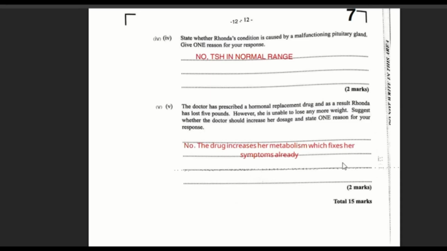Once the symptoms are fixed, and the reason why medications such as this one work is because they affect the metabolism. What can happen is water retention is what would cause her to gain weight. With her taking this drug, her metabolism is increasing, and that is why she's losing the weight, right? So no, we wouldn't need to increase the drug.